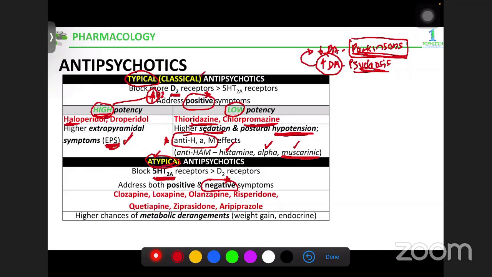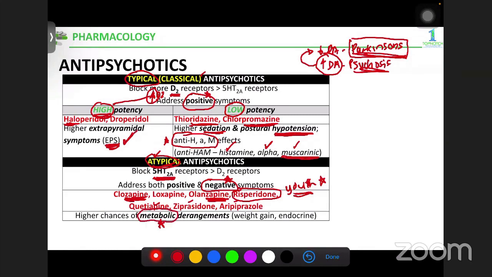How about your atypical naman? Atypical addresses both positive and negative symptoms. These are the newer ones. You have your olanzapine with the highest weight gain. So as a mnemonic, don't eat sapin-sapin, that's why you gain weight. Your risperidone is the only antipsychotic approved for youth with schizophrenia. So, the only anti-schizophrenic drug for children. And the others are the following. So what's important to remember is that for atypical antipsychotics, the adverse effect is metabolic.